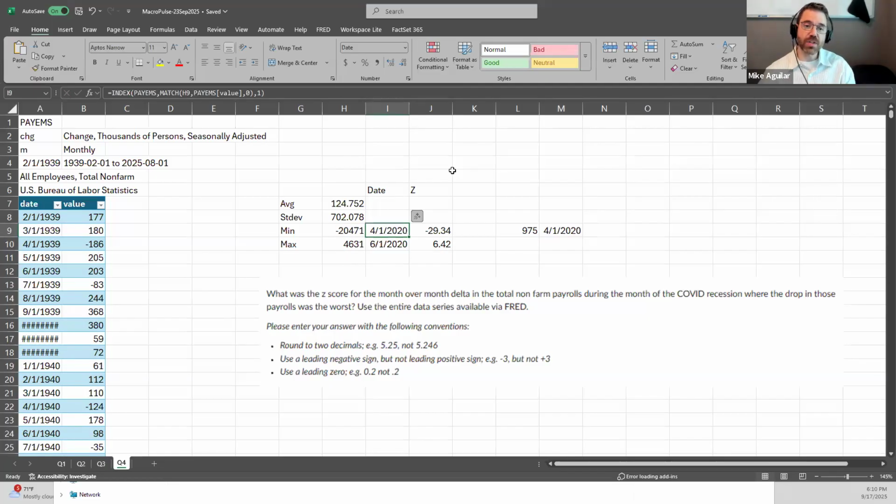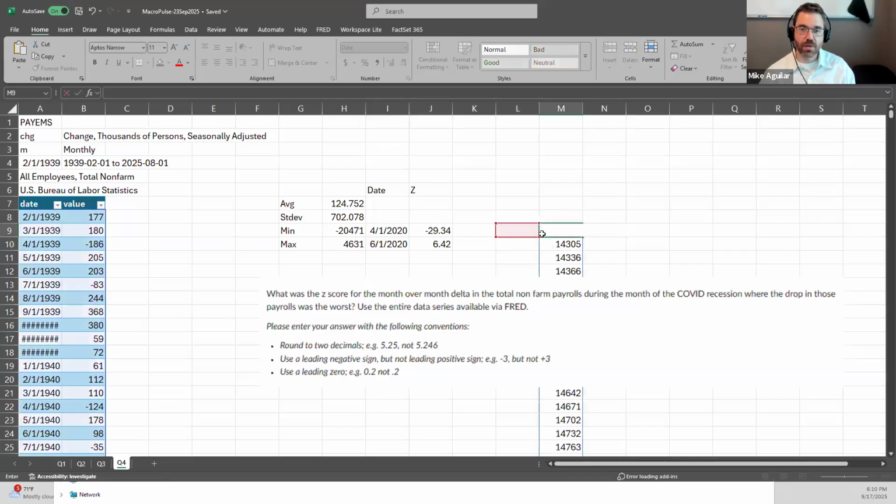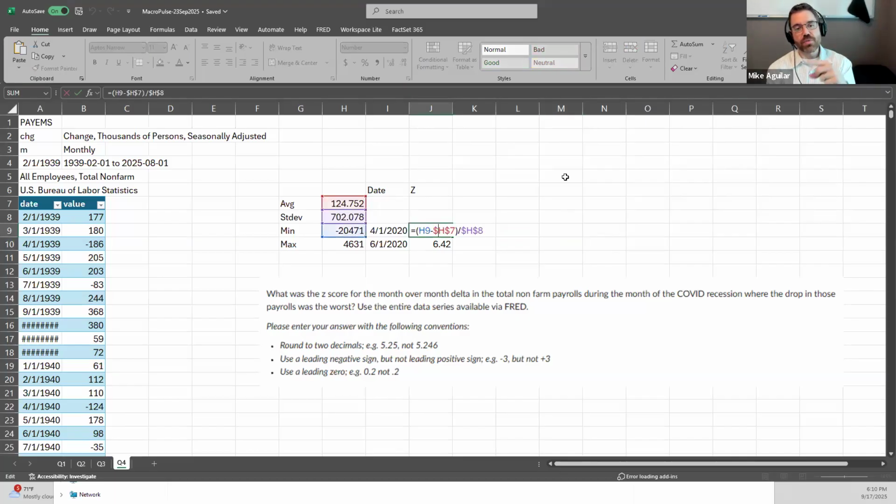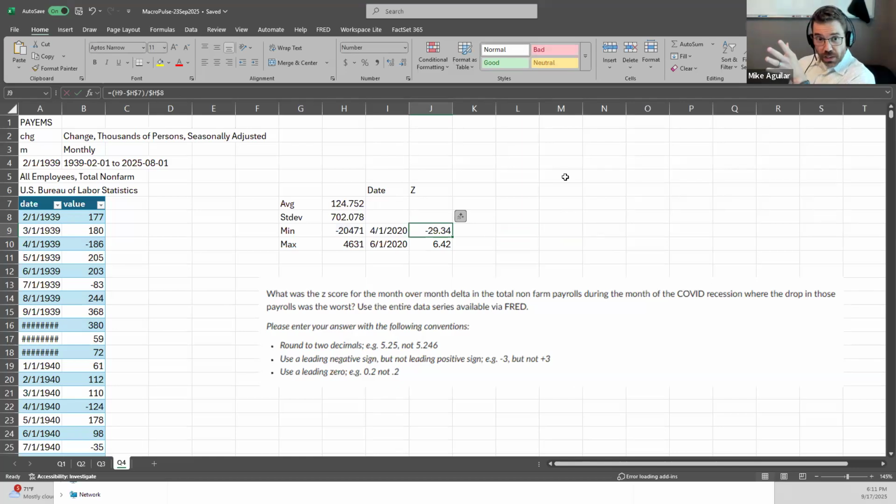Okay, so I want to use that information now to construct the z-stat. So the z-stat is: give me the value, subtract off the average, take that chunk and divide it by the standard deviation. Minus 29. April 2020 was 29 standard deviations away from the average payroll growth. So you take that 124 average and you have to go to the left 702, 29 times. That's how bad the magnitude of this is.